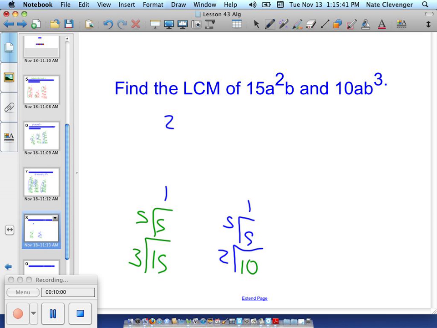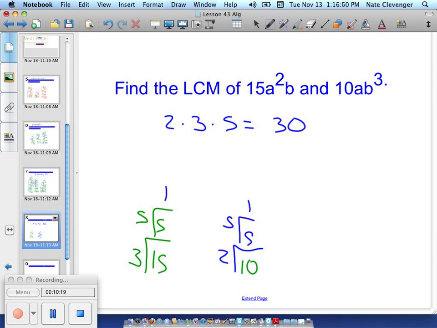We're going to locate the most 2's. 2 shows up once, 3 shows up once, 5 shows up once. There's a tie, so pick one. 6 times 5 is 30. Okay, that's the coefficient value of your least common multiple.